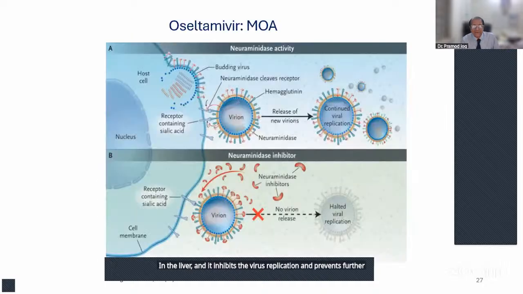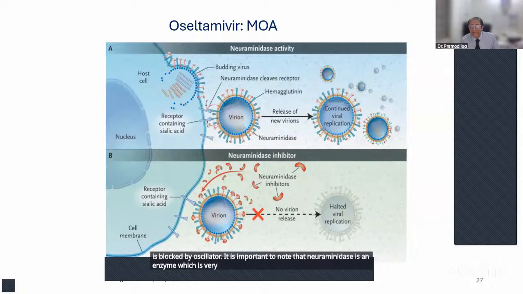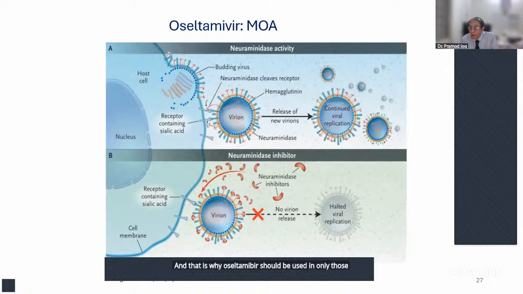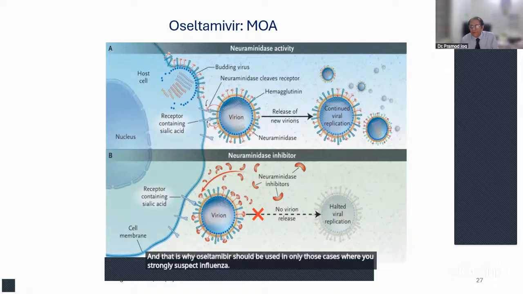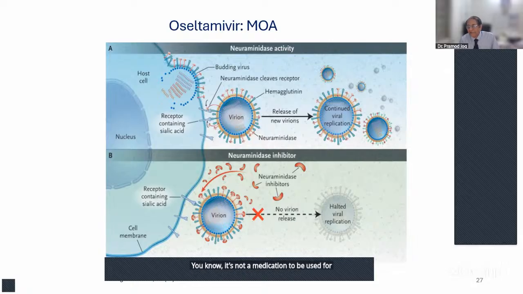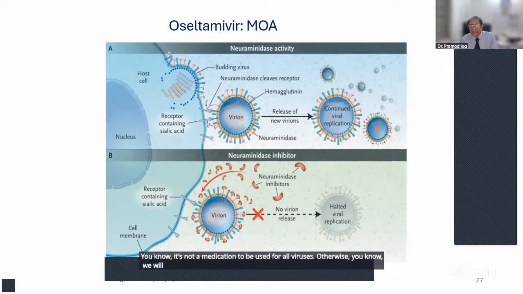further spread of infection. And this is a diagrammatic representation as to how the release of new virions is blocked by oseltamivir. It is important to note that neuraminidase is an enzyme which is very specific for influenza, and that is why oseltamivir should be used in only those cases where you strongly suspect influenza. It's not a medication to be used for all viruses. Otherwise, we will land up in development of resistance against even this molecule. So one has to be very careful because it's a very, very specific enzyme for influenza virus.